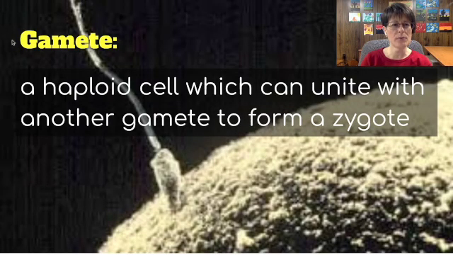And those haploid cells are called gametes. A gamete is a haploid cell which can unite with another gamete to form a zygote. Now, for algae and fungi, the gametes all tend to be the same and they are usually mobile and they have a flagellum or cilia that can move, so that they can move in the water or whatever medium they are in, and they can move to unite.